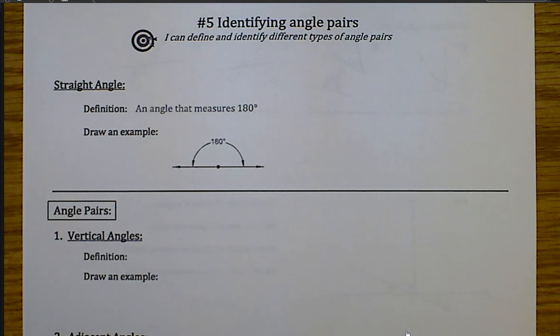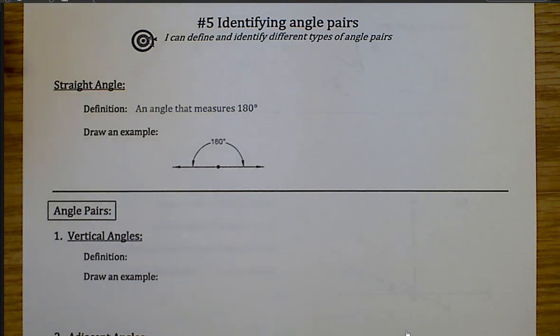This is our last lesson of the unit. This is identifying angle pairs. So today we're going to be talking about really 5 different types of angle pairs and how you identify them and what they can do for you in terms of solving problems down the road. So the first one here, kind of giving an example how we're going to do these notes.